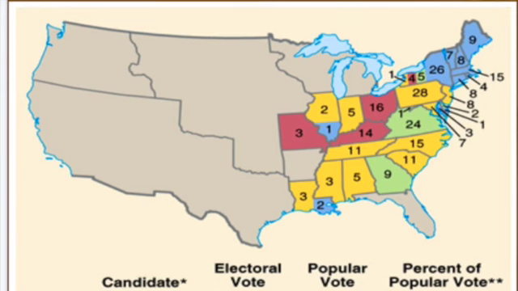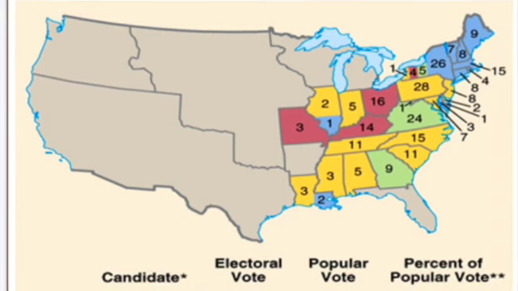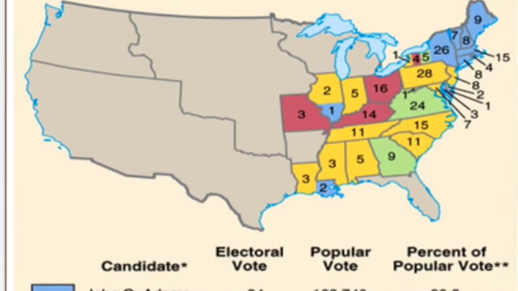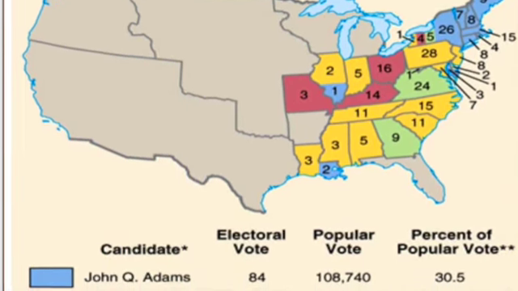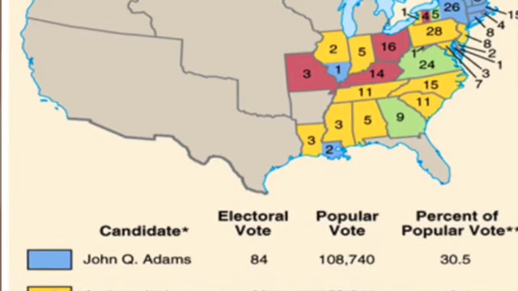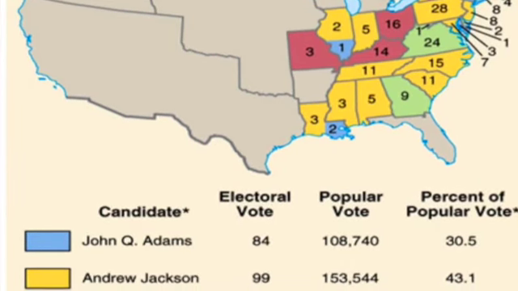But the election of 1824 is really going to become between Andrew Jackson and John Quincy Adams. Henry Clay's in the mix, Crawford's in the mix, but it's really between Jackson and John Quincy Adams, son of John Adams.